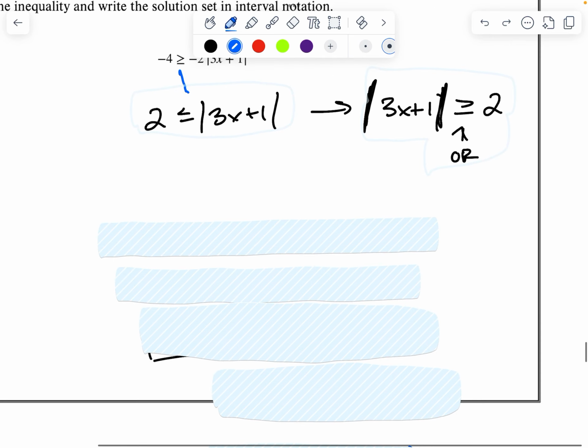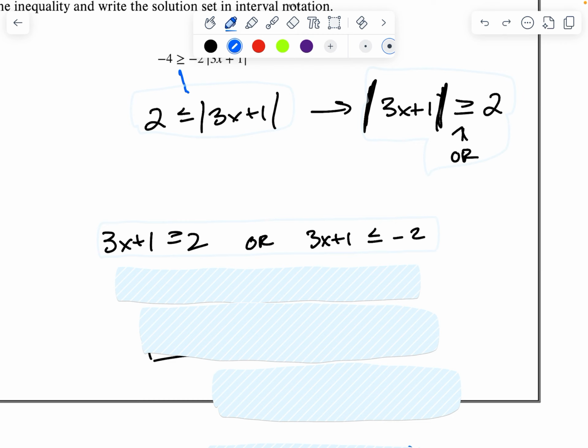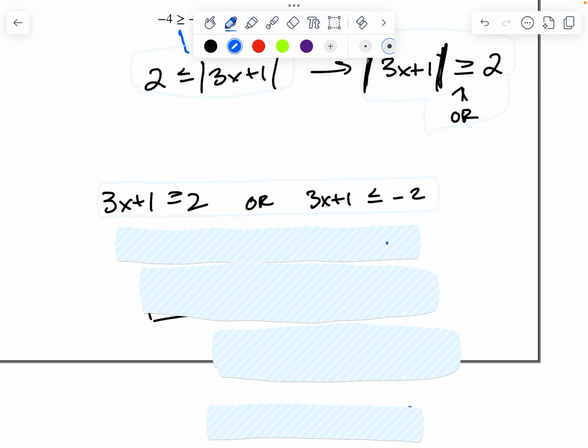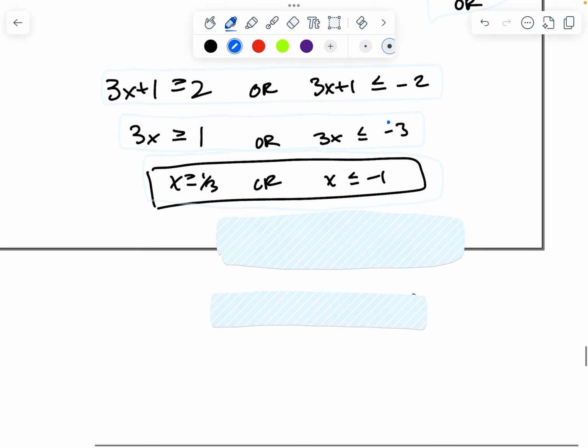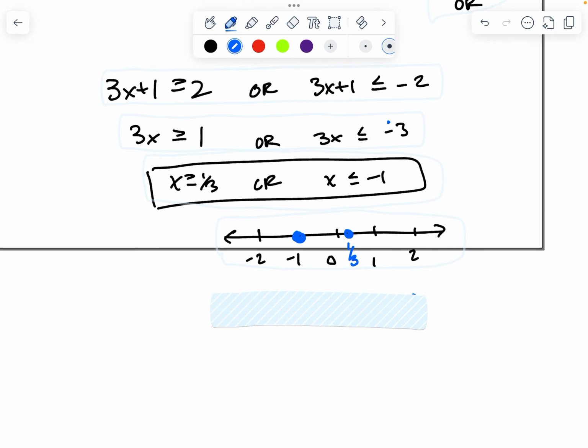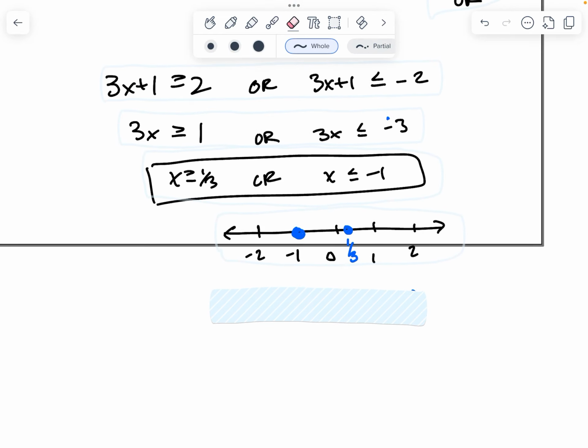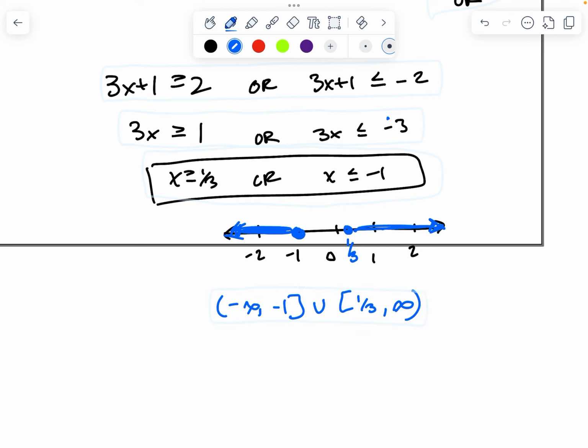All right, whenever we break it apart, 3x plus 1 greater than or equal to 2, or 3x plus 1 less than or equal to -2. We changed everything that was outside. Everything that was inside is in that protective barrier. We can solve both of those. Keep solving. Put that on a number line. Since it's or, we need to shade to the outsides. And that's what our interval notation looks like.